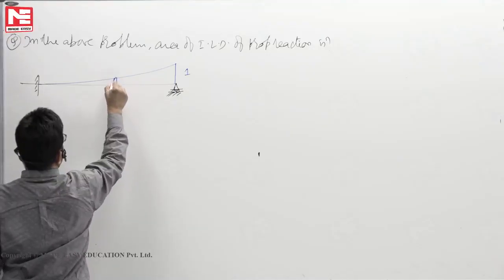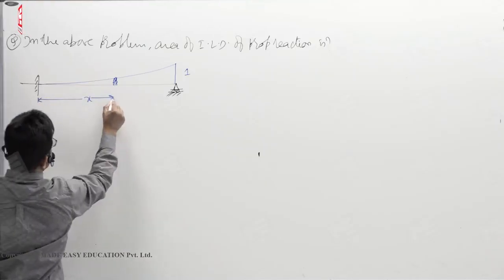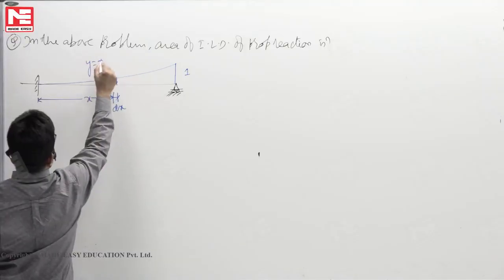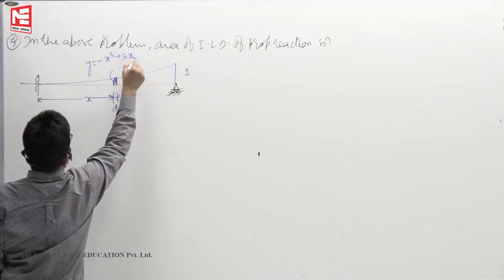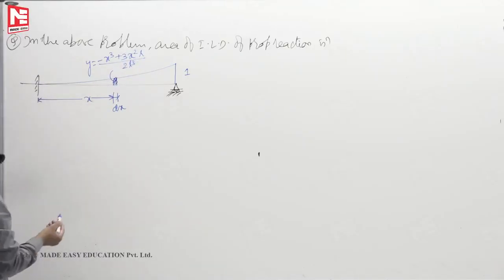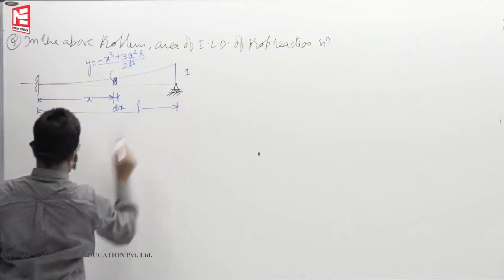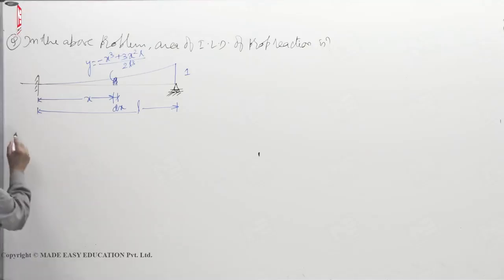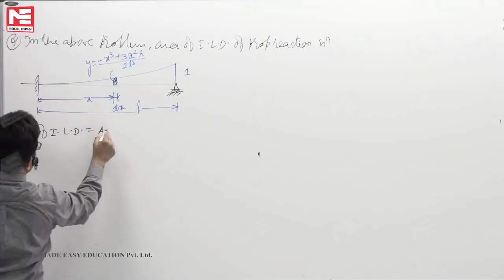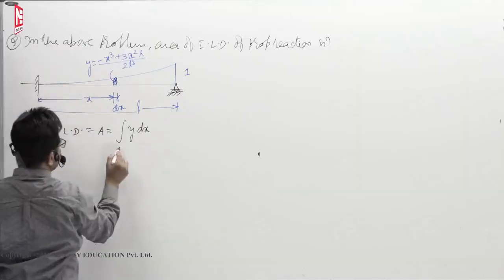What we do is we take this strip to find the area. This is x, this is dx, and this is y, equal to minus x cube plus 3x square L by 2L cube. So integrate it between the limits 0 to L. The total length is L. So the area of the ILD, the total area, is the integral of y dx, where the dx range is 0 to L.